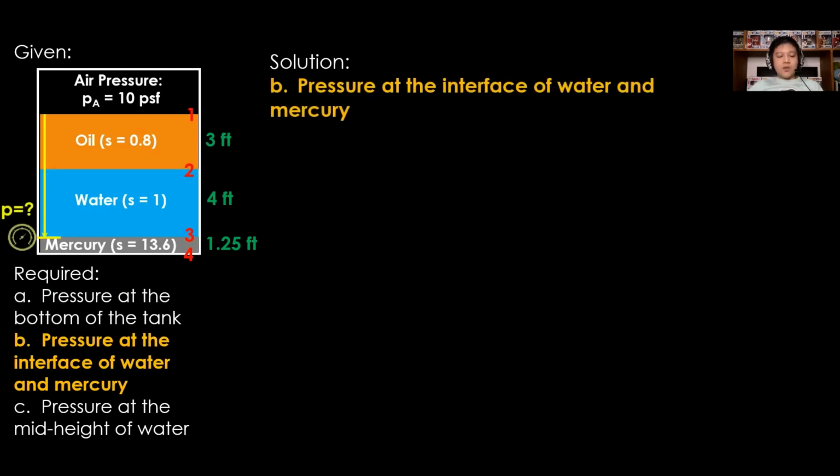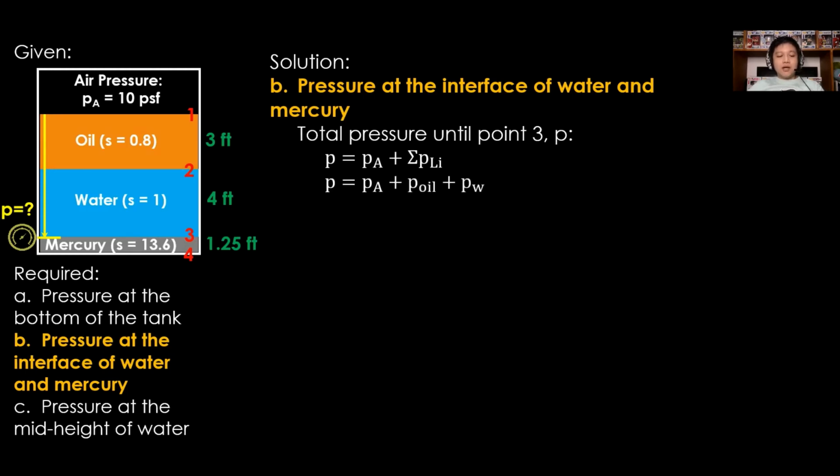So for the second requirement, determine the pressure at the interface of water and mercury. So if we say interface, it means the contact surface of the two fluids. For this case, it is equal to the total pressure until point 3. So the interface again of water and mercury. And for this P is equal again to PA plus the summation of the pressure of the involved liquids.